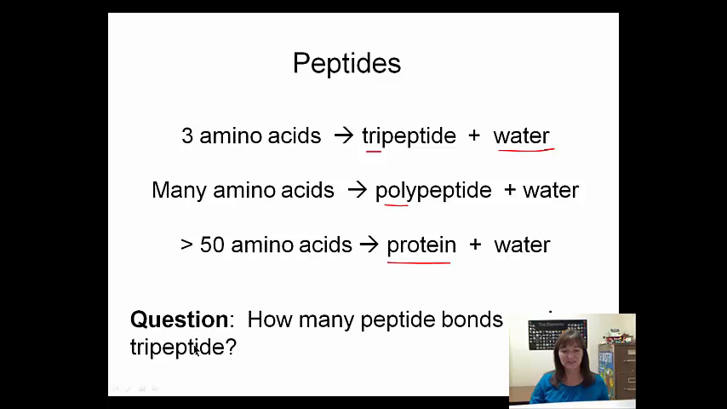So here is a question. How many peptide bonds are in a tripeptide? And I hope you said 2. Because in a tripeptide, we have 1 amino acid bonded to another amino acid bonded to a third amino acid. So you have 2 peptide bonds in a tripeptide.